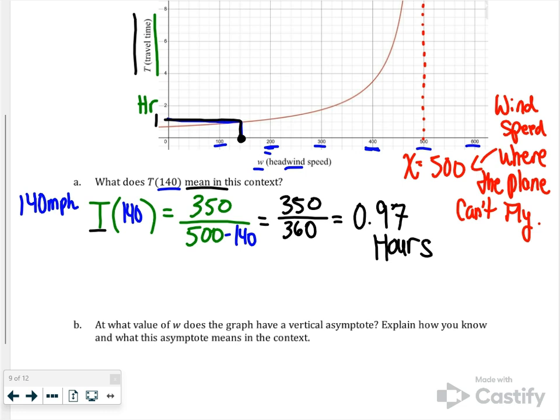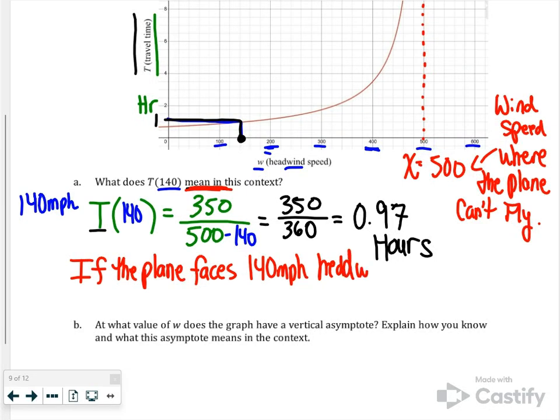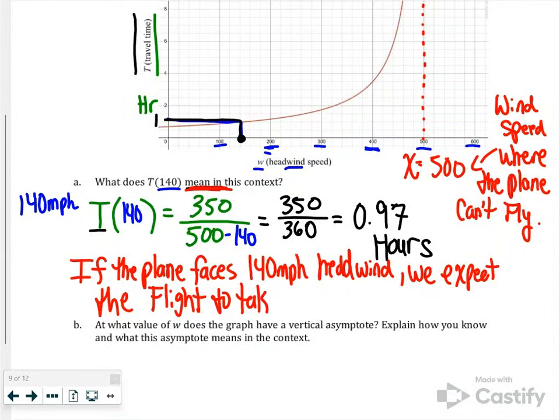So what does this mean? Well, if I need to talk about in context what this means, it's if the plane faces a 140 mile an hour headwind, we expect the flight to take, we can say, approximately 1 hour, or you could give me the exact one that you got if you did it algebraically and you plugged in 140.